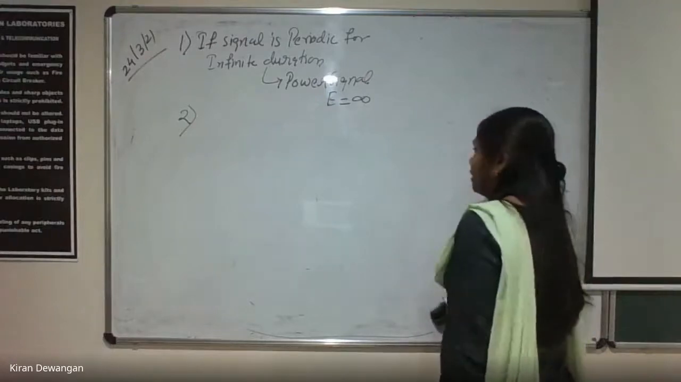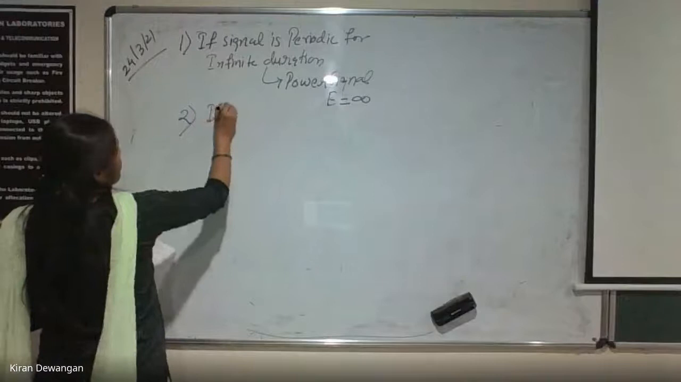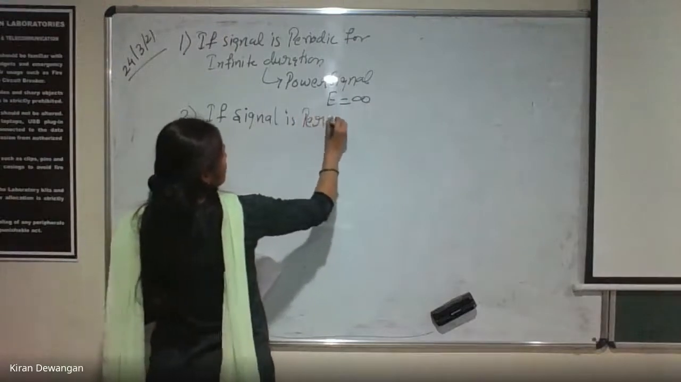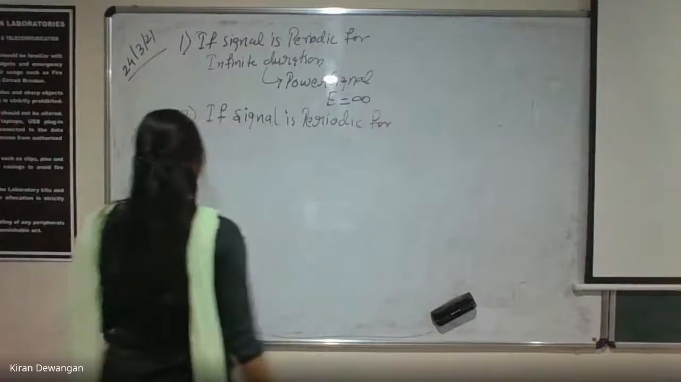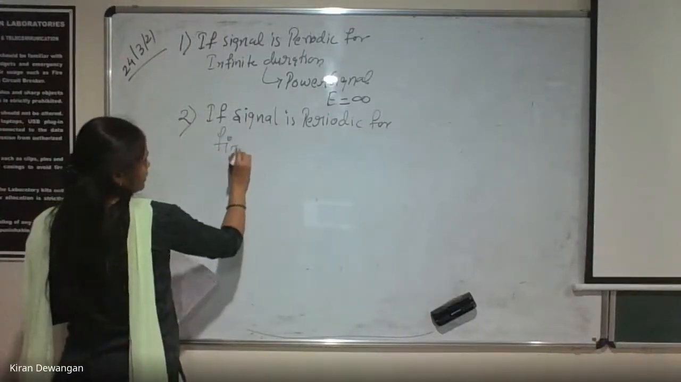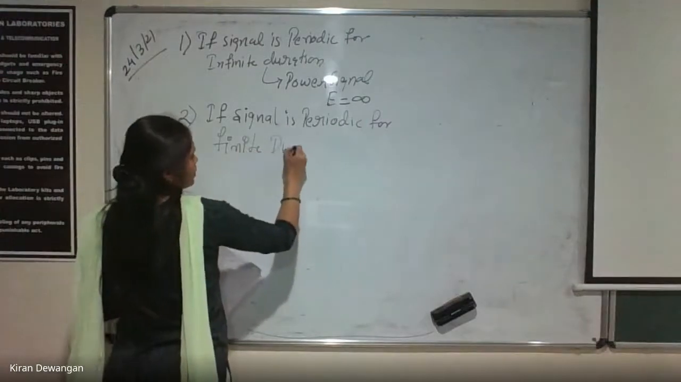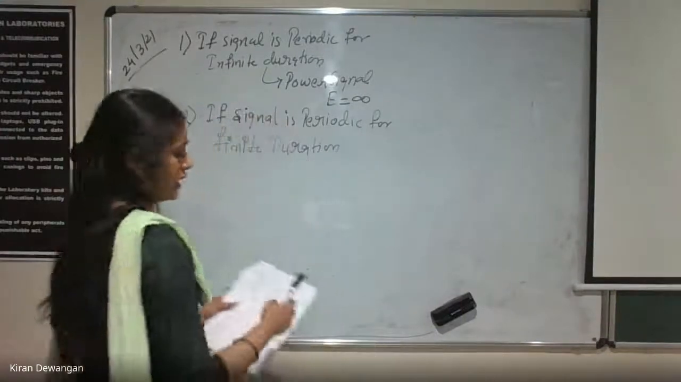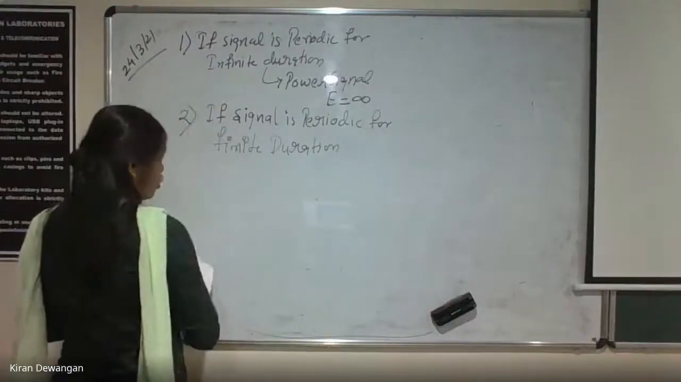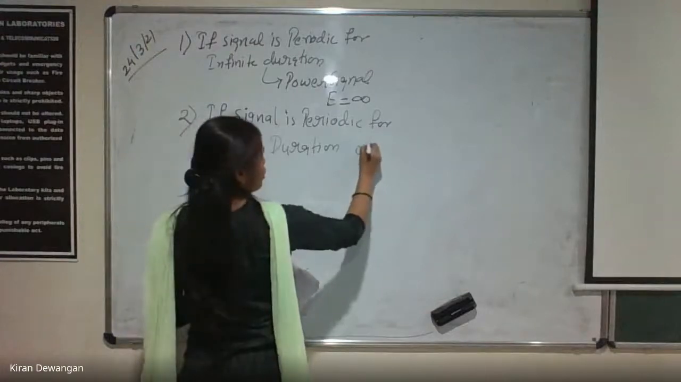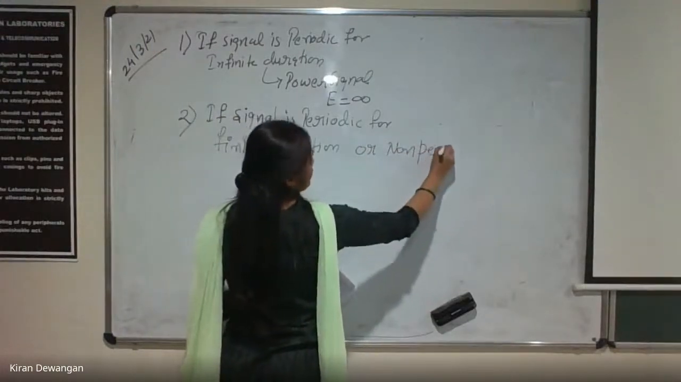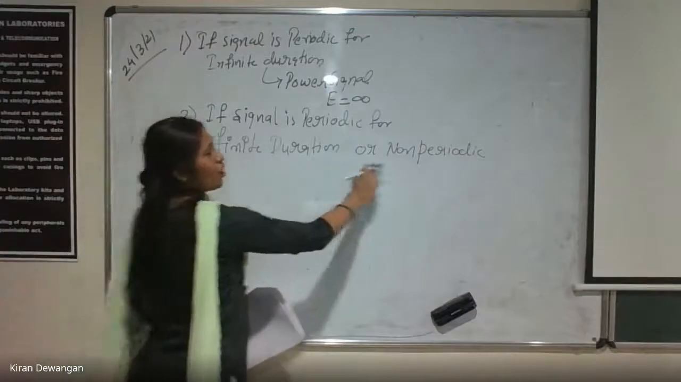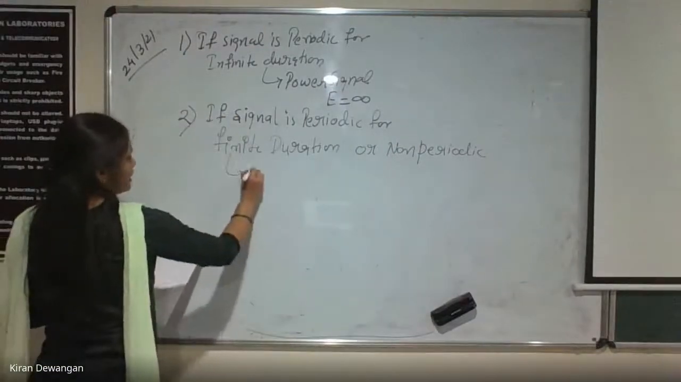So in that case we will check that if the signal is periodic for finite duration, अगर कोई पर्टिकुलर सिग्नल फाइनाइट ड्यूरेशन के लिए पीरियोडिक है, then in that case, and if the signal is periodic for finite duration or non-periodic, दोनों कंडीशन, if the signal is periodic for finite duration or non-periodic, then the signal can be an energy signal.